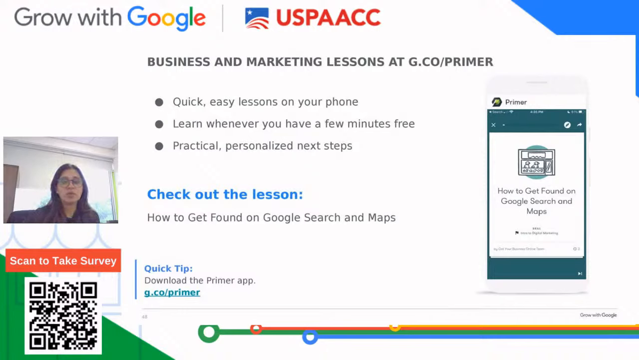Okay. If you want to sharpen your business skills and marketing skills, look at Primer. This is a free app you can download to your phone. If you have an Android device, you can download it at Google Play. If you have an Apple device, you can download it from the App Store. Primer has a series of short, fun lessons that are all less than 5 minutes each. We added a link to Primer in the resources section, which you can access below the video player on the right-hand side.